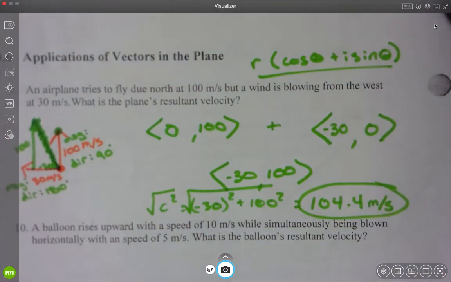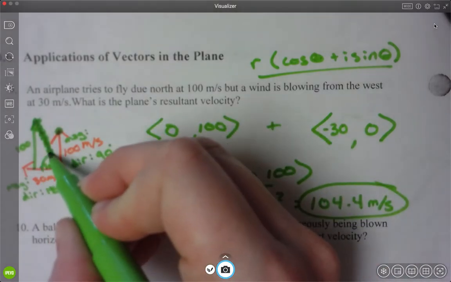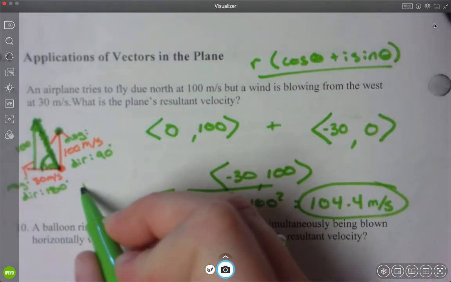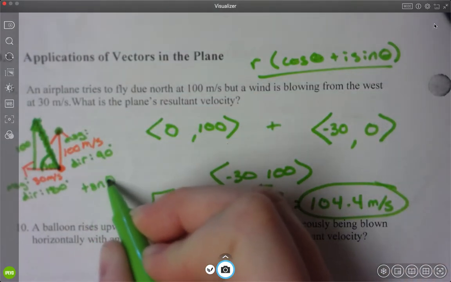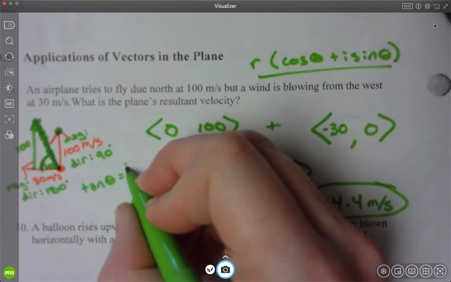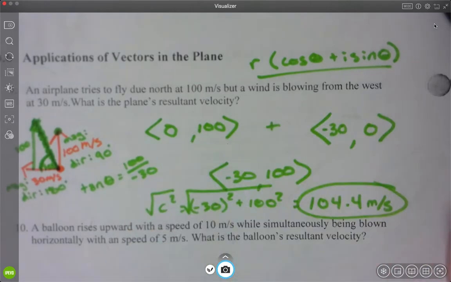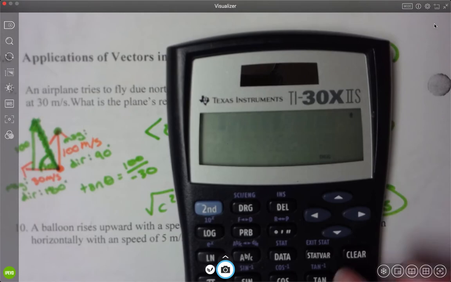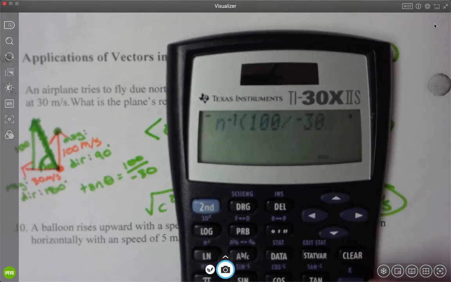Now, they did not ask for the direction that I'm going, right? But I can figure out this angle right here by doing inverse tangent. So tangent of that angle is going to be opposite 100 over negative 30. That's what he will look like. So if we continue to do that, inverse tangent of 100 divided by negative 30 is going to be a negative 73 degrees.